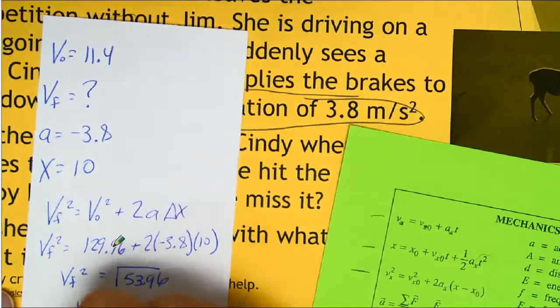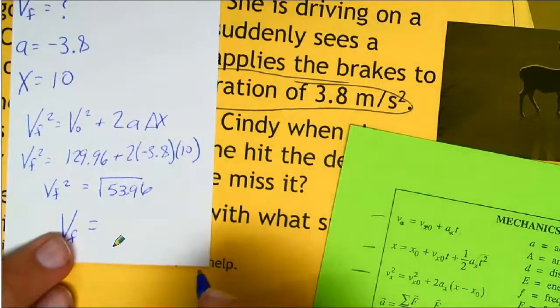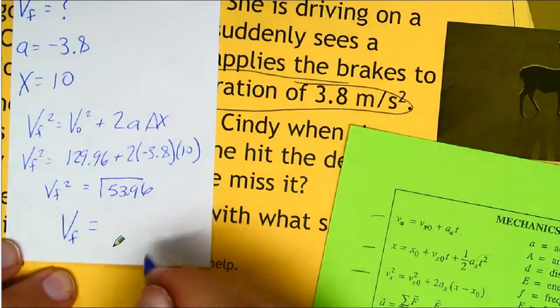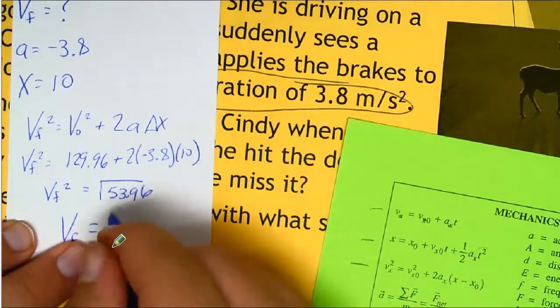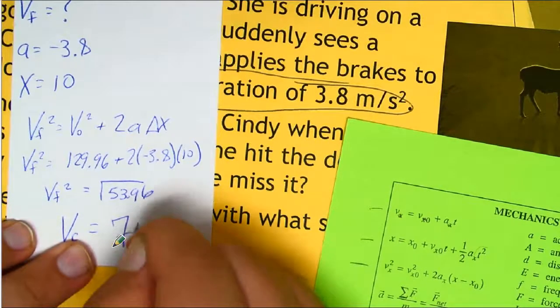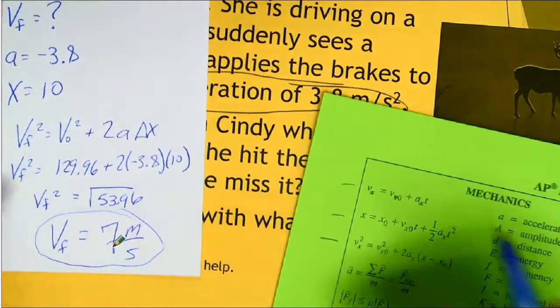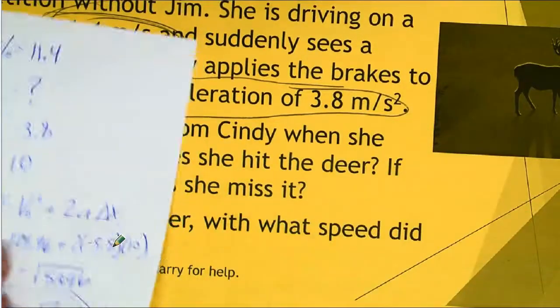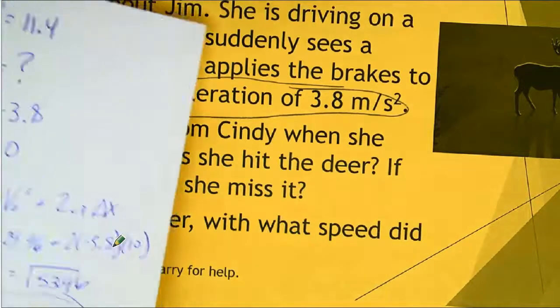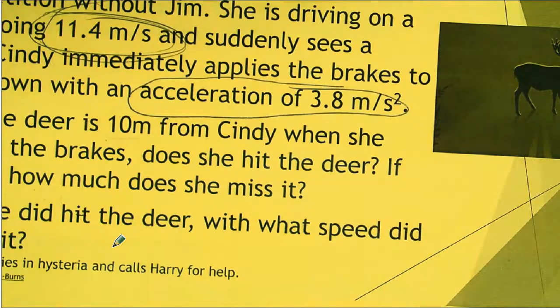53.96. So the velocity final ends up being, I got 7.35. So if I round to sig figs, 7 meters per second. Okay. So she hurt the deer pretty bad, huh? Okay. So that's 22.